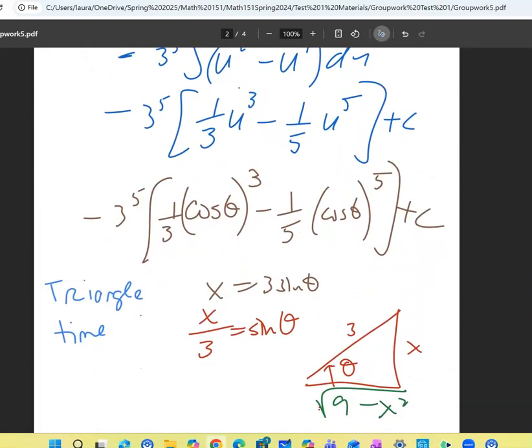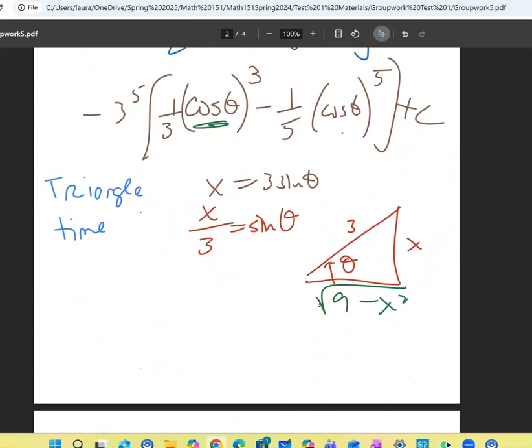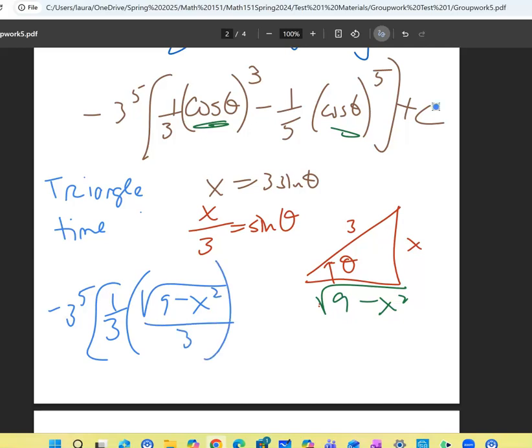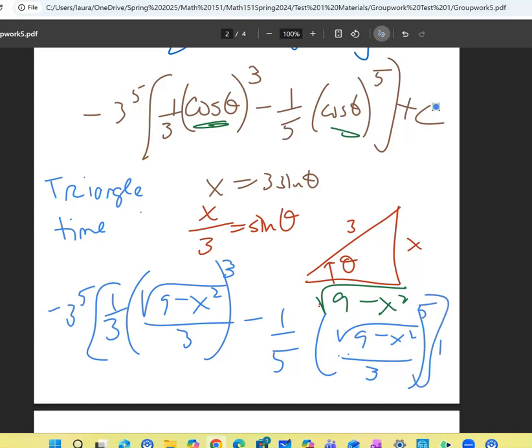Yes, okay. So now it's my job to find cosine in this particular problem, what the cosine of the angle is. So here I'm going to carry along the negative 3 to the 5th, 1/3. Cosine would be adjacent over hypotenuse, and that's all to the 3rd power. Subtract off 1/5 adjacent over hypotenuse, all to the 5th power plus c. Wow, that was a lot.